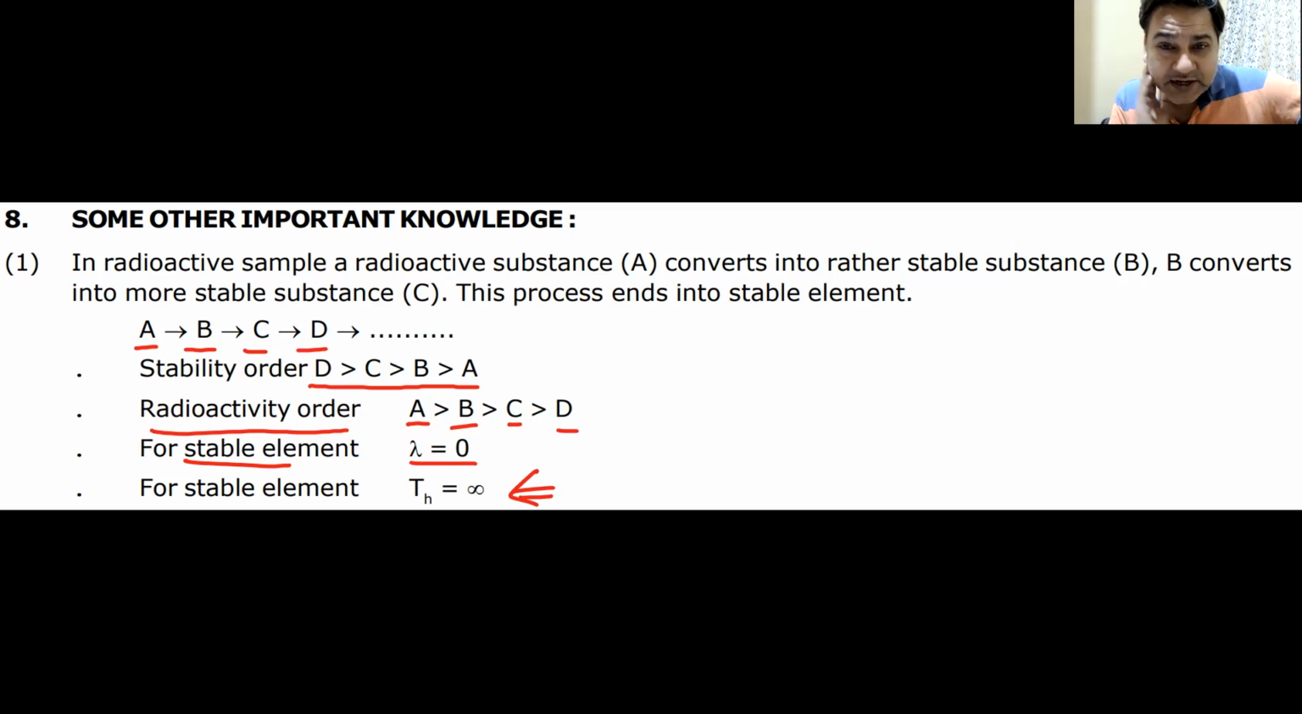10 seconds, sir. Such type of decay is known as successive radioactive decay. Successive radioactive decay. It means from A, we are not going to stop at B, because B is getting decayed into C. So it is successive decay. A is getting converted into B, B is getting converted into C, and so on. Do we understand this?